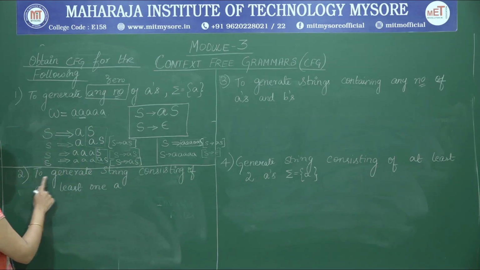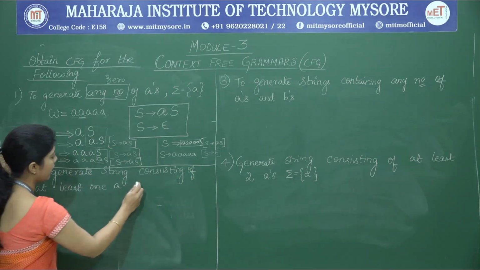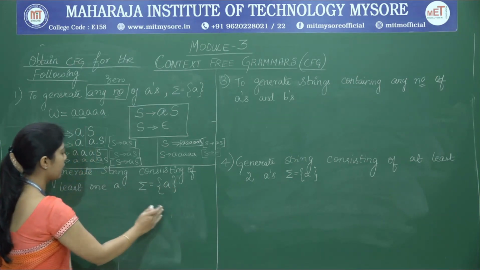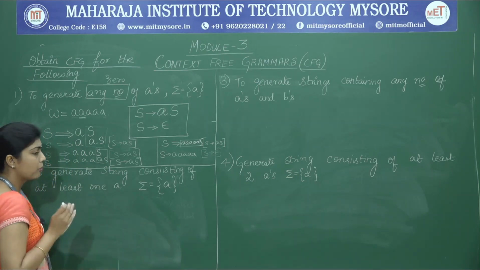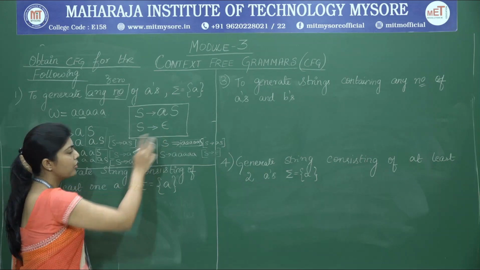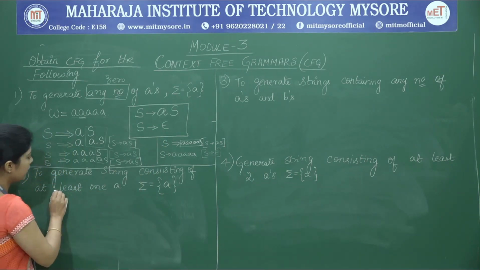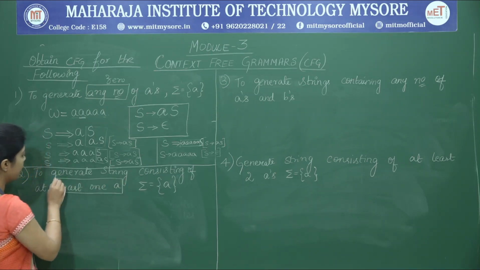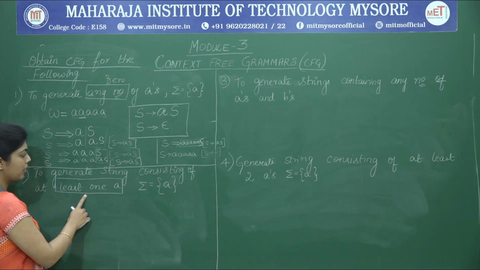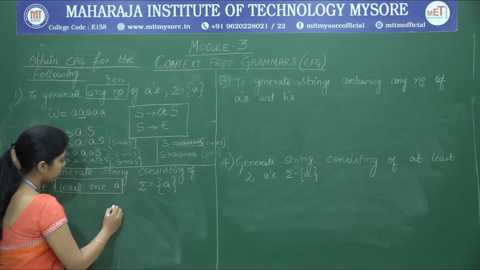So likewise we will see the next problem. The next problem is to generate strings consisting of at least one A, and given that sigma is equal to A. So in this case we have to make sure that it should never be able to generate 0 number of A's, because it is given that there has to be at least one A. So therefore regarding the problem statement we will write the grammar rules.